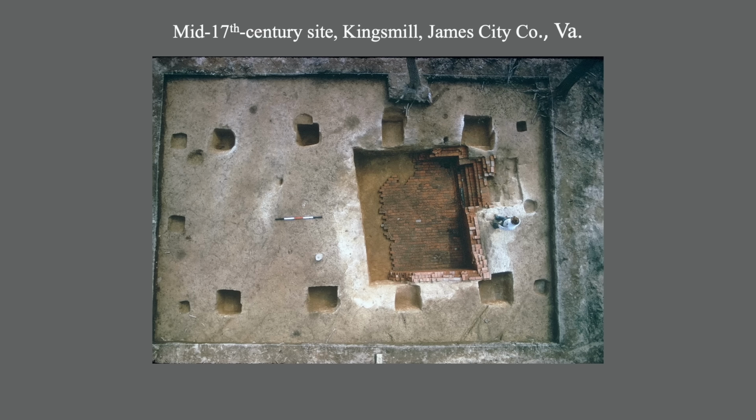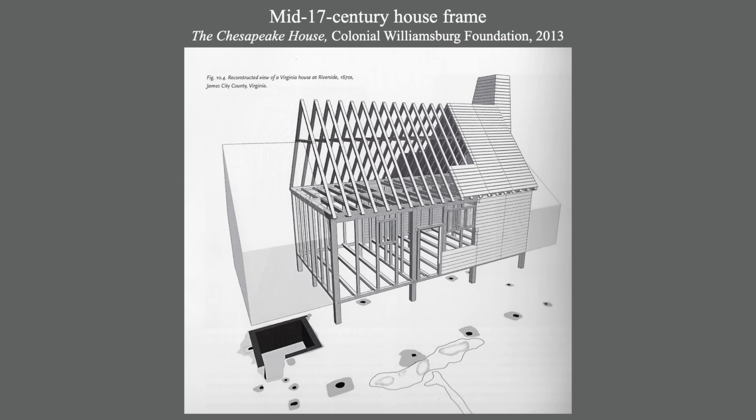Their short-lived existence was bolstered by having their main structural posts driven directly into the ground. The square holes in this site are where evidence of the posts have been excavated. The brick area is the floor of a root cellar. The house had no masonry chimney. This drawing illustrates what such a house may have looked like. It displays the uncomplicated joinery developed in the mid-17th century Chesapeake region.